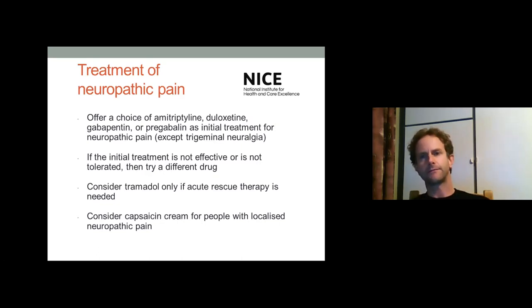Once a patient gets referred to secondary care, the things that we have at our disposal are things like Cadenza, which is an 8% capsaicin cream, lidocaine plasters, nerve blocks, spinal cord stimulators, pain management programs, those sort of things.